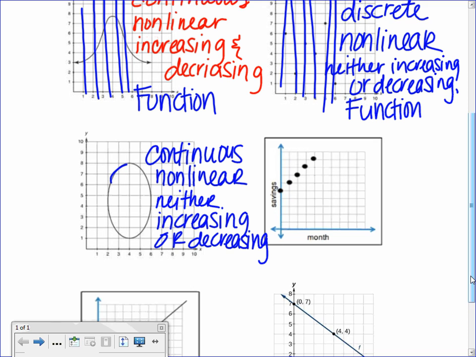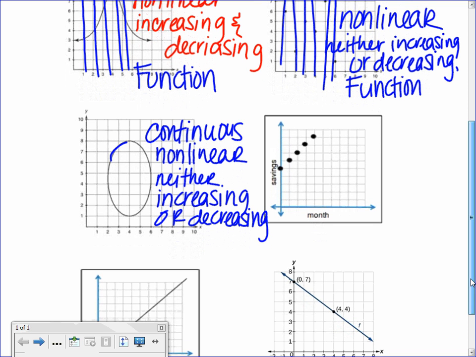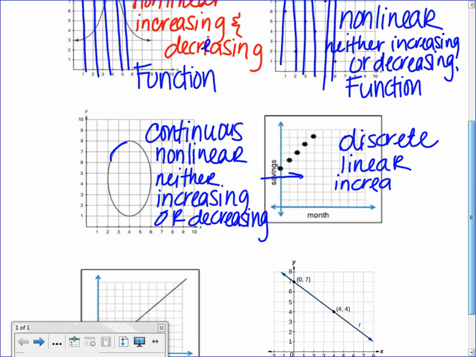Now next to it, we have month, savings, and some points. This would be discrete. This actually would be linear, so it doesn't necessarily have to connect, but if I imagined connecting them, it would form a straight line. So I would have a linear set of data here. Just notice I spelled decreasing up there. Way to go. Okay, back to this problem. Decreasing or increasing? If I read it left to right, I can see the points are going up. So this would be increasing.